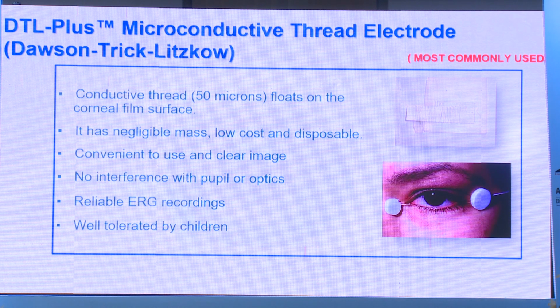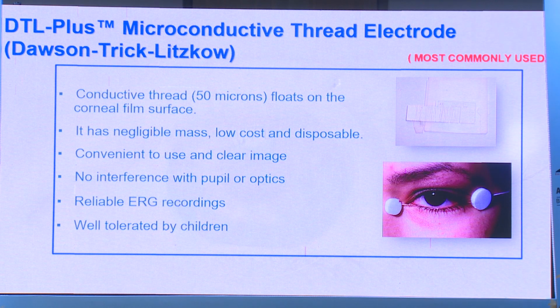Then the DTL plus are the microconductive thread electrodes. These are the most commonly used electrodes. They are conductive threads 50 microns and float on the corneal film surface. It has a negligible mass, low cost, and disposable. It's convenient to use and gives a very clear image.